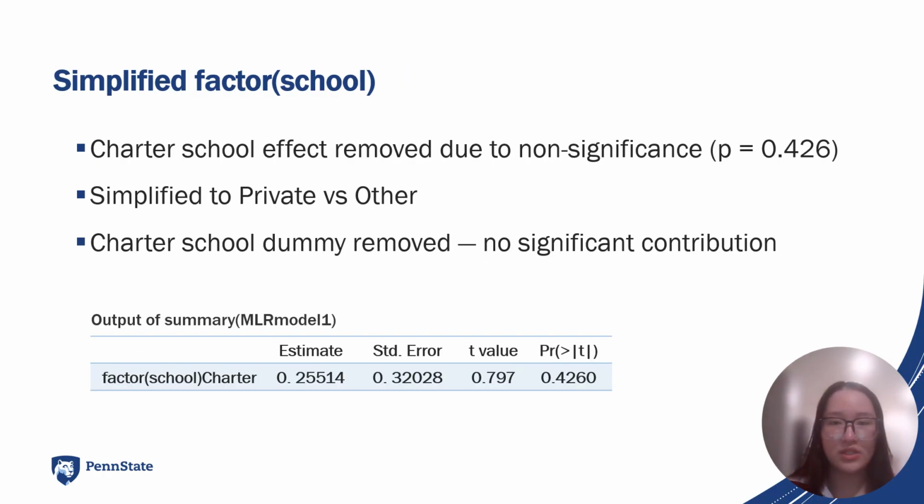I also examined the school type, which originally contained public, private, and charter categories. Based on the output from the first model that I just built, the charter school indicator was not statistically significant, with a p-value of 0.426, and did not contribute to improving the model performance. Therefore, I simplified school type into just another versus private, which keeps the model cleaner and easier to interpret.